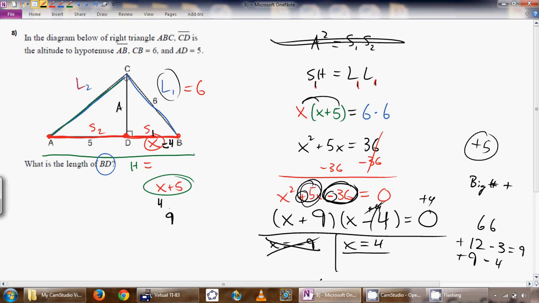But they just want to know, what's the length of BD? Well, the length of BD is x. It's 4. Great.